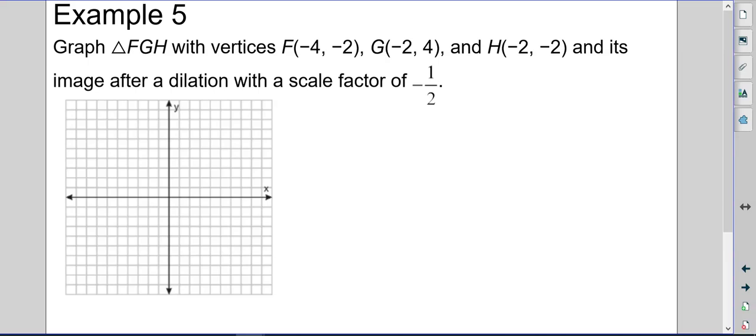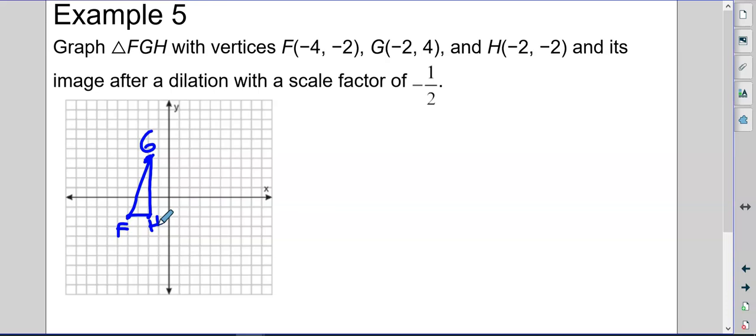All right, graph FGH, negative 4, negative 2. So 1, 2, 3, 4 to the left and down 2. There's negative 4, negative 2. Negative 2, 4 is left 2, up 4. 1, 2, 3, 4. And then negative 2, left 2, down 2. So there's my triangle. Again, here's F, G, and H.